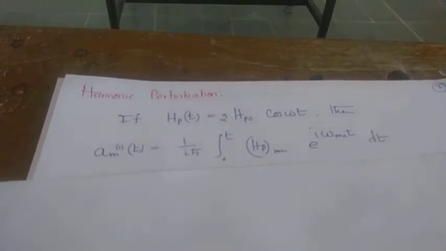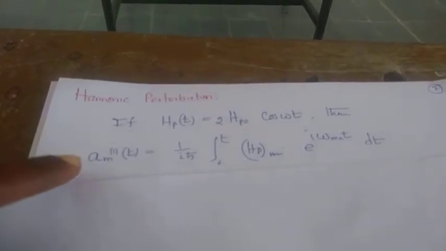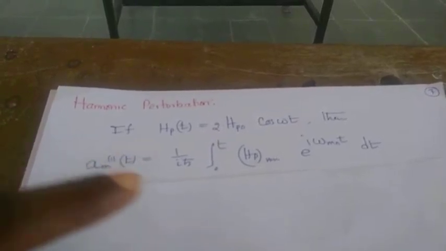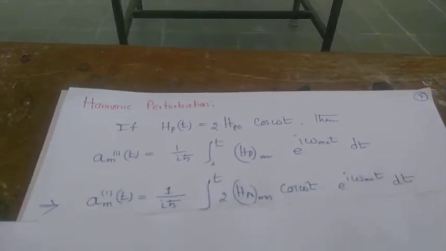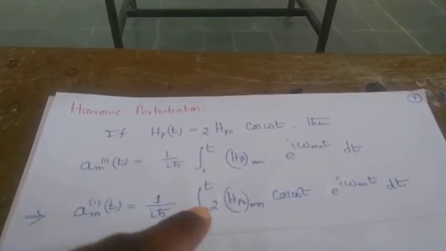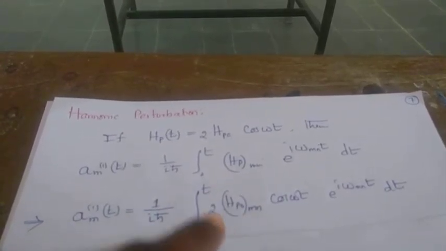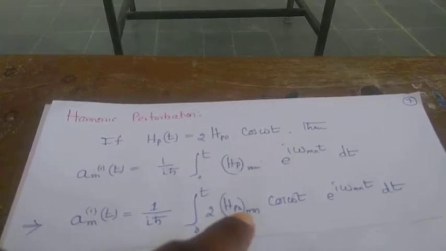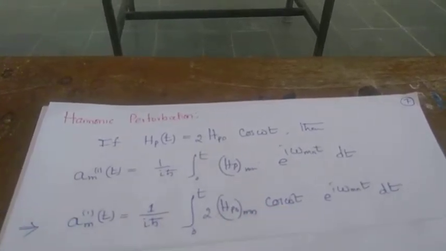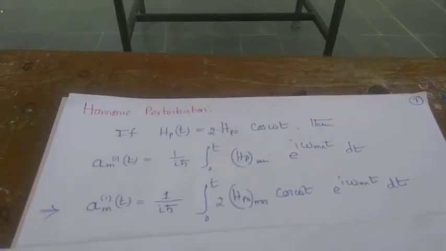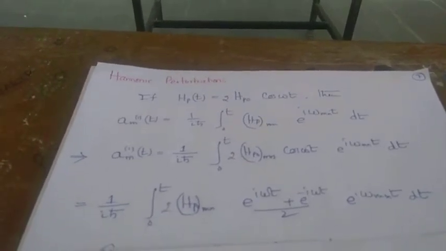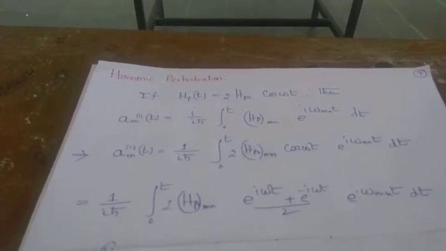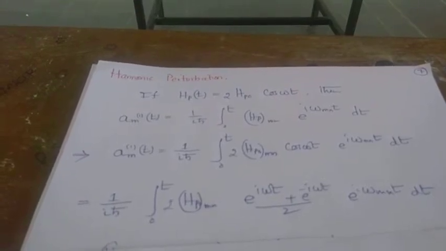this a_m^(1)(t) as 1 over ħ times this integral. And if you substitute the value of H_p from this expression here, we can write this as 2 times H_p0, and then the matrix element mn, and then cosine ωt as it is. But in the next step, we write the cosine ωt as e^(iωt) plus e^(-iωt), all divided by 2.